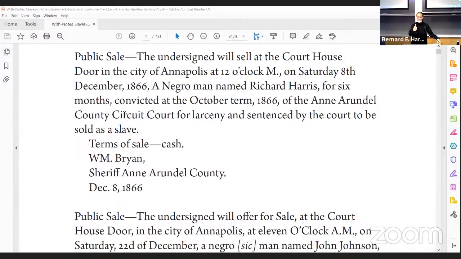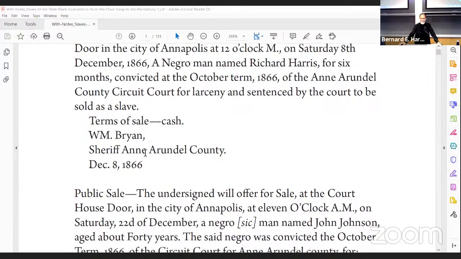In the city of Annapolis at 12 o'clock on Saturday, 8th December, a Negro man named Richard Harris, for 6 months, convicted at the October term, 1866, at the Arundel County Circuit Court for larceny, sentenced by the court to be sold as a slave, right? Terms of sale, December 1866, right?